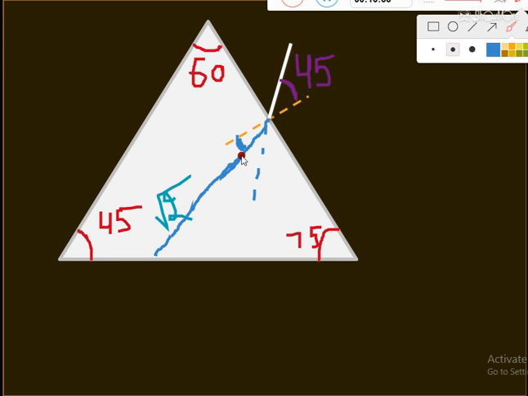Now check. This angle is 30. So the remaining angle will be equal to 60 degree, because this complete angle is 90. So that means the remaining angle is 60. Now add these two angles, 60 and 75. These two will make an angle of 135. 60 plus 75, 135.